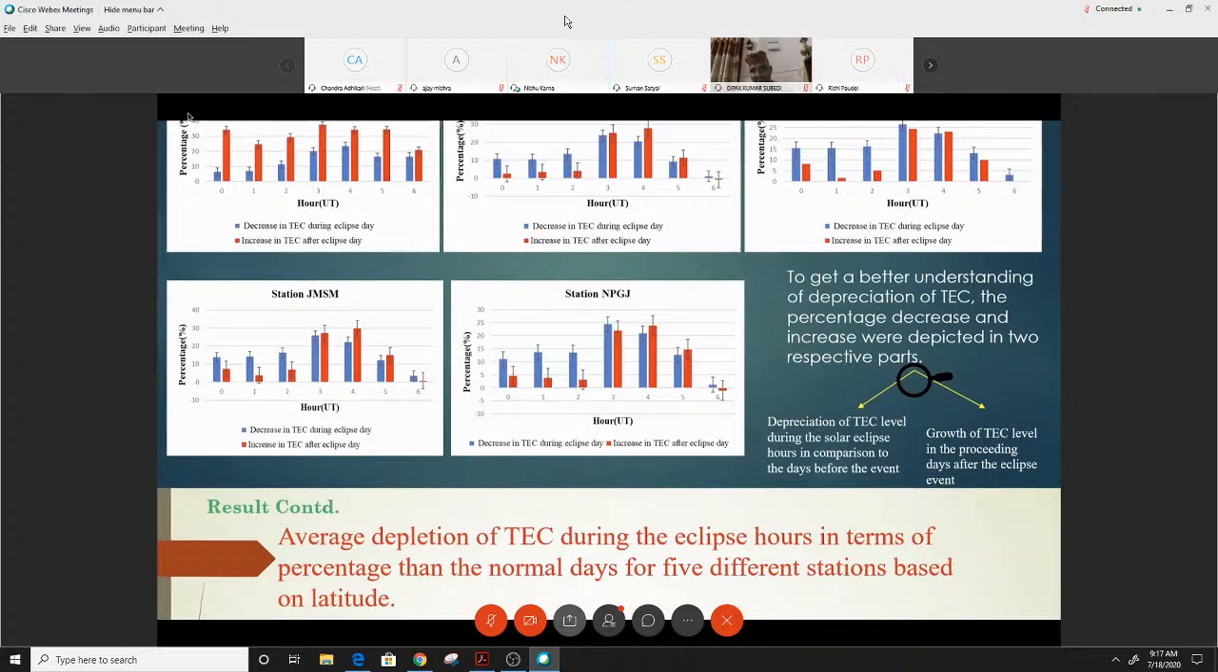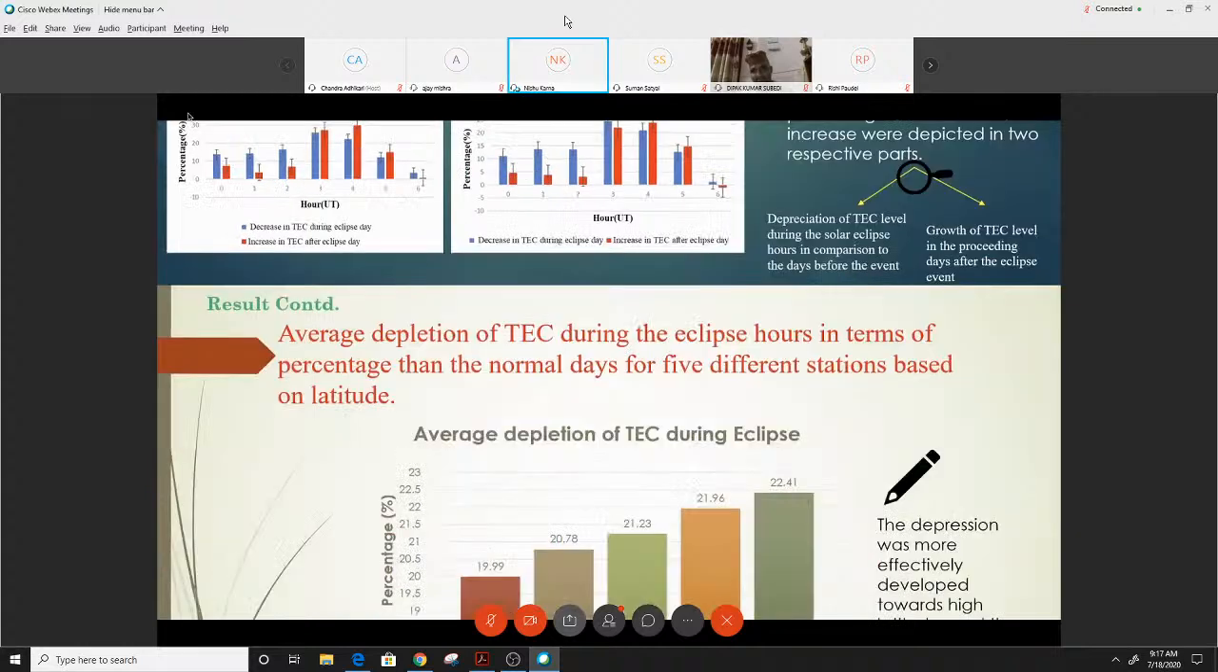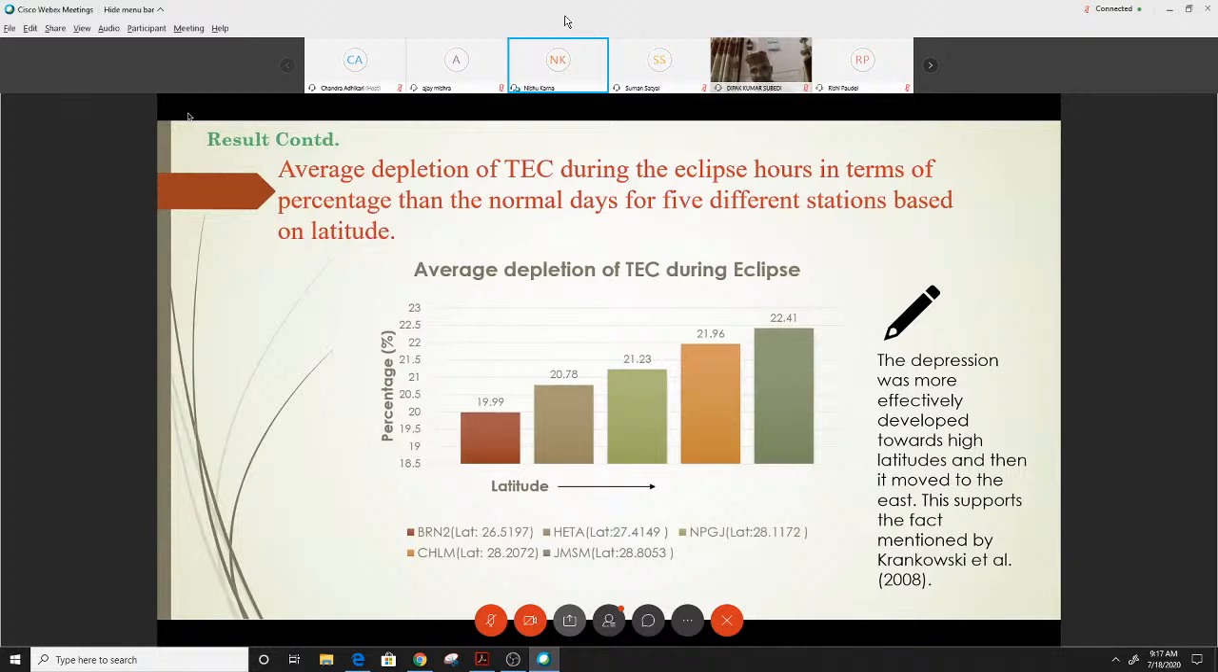At last, we calculated the difference of average VTEC during the hours 2 UT to 6 UT, focusing on the eclipse hour, on the eclipse day and normal days, and then we expressed it in percentage. As we were concerned about the latitudinal effect on the vertical electron content during eclipse hour, what you observe is that the depression of TEC for the station Johnson, which is at high latitude among the mentioned stations, reached nearly 23% compared to a quiet day.